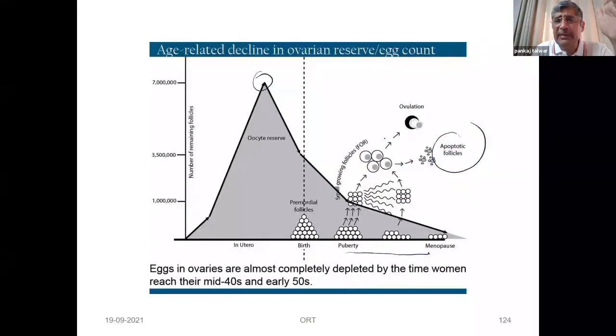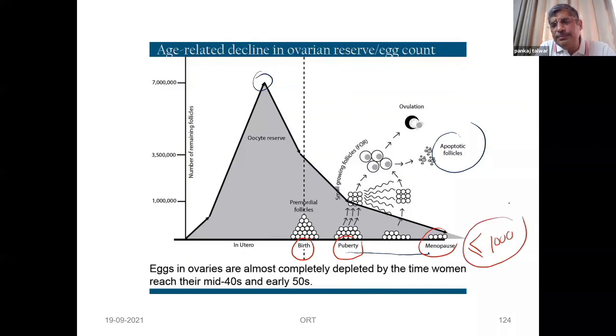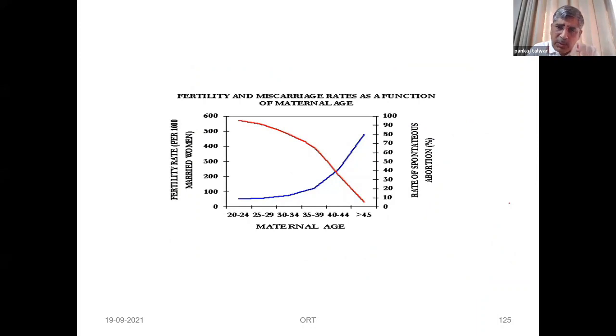So there's a rapid atresia in a woman as she ages, and the number of eggs falls from a few millions to around 500 by the time she enters perimenopausal age, that's around 45 years. Now, this is about the oocyte reserve. At birth, the oocyte reserve is so high. At puberty, it becomes around 2.5 lakhs. And then at menopause, it will be somewhere less than 1,000. This is how the whole concept works. And we're going to talk about it today at length.